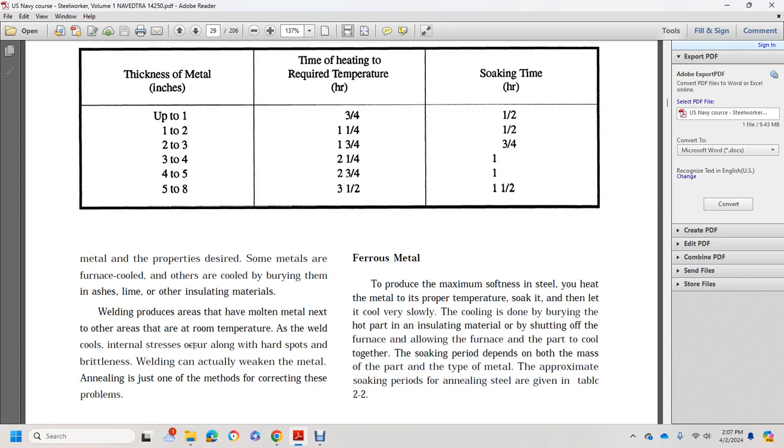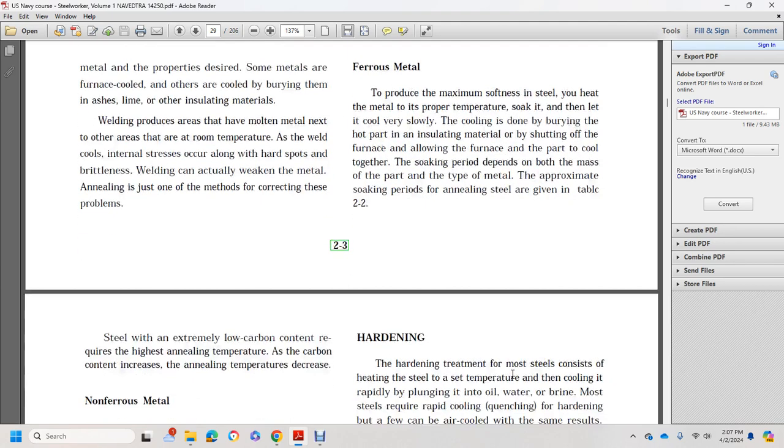Alright, various metals. To produce maximum softness in steel, you heat the metal to the proper temperature, soak it, and let it cool very slowly. The cooling is done by burying the hot part in insulating material, or shutting off the furnace and allowing the furnace and the part to cool together. The soaking period depends on both the mass of the part and the type of metal, with the approximate soaking periods for annealing steel given in the table.